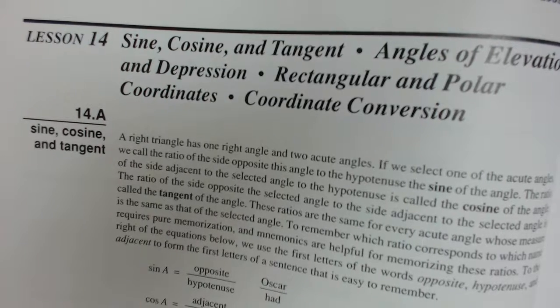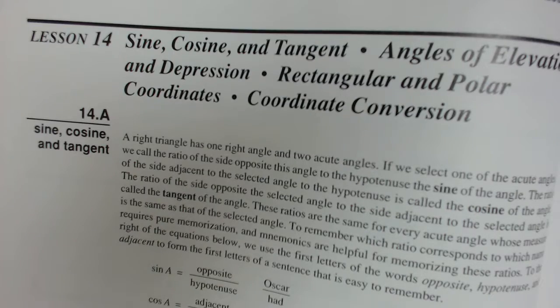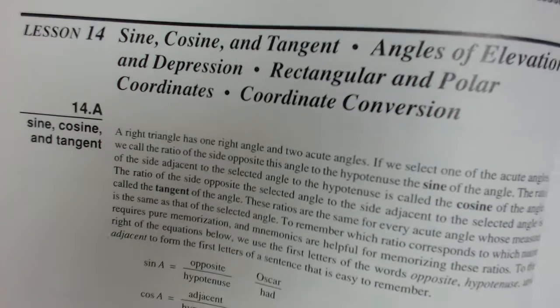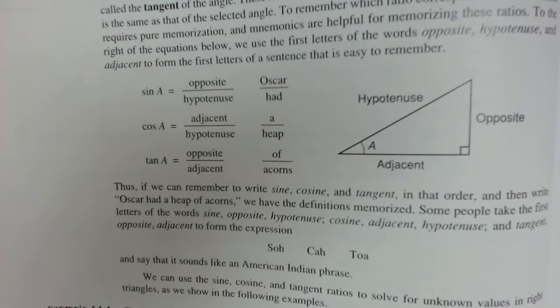Advanced Math, Lesson 14: Sine, Cosine, and Tangent, Angles of Elevation and Depression, Rectangular and Polar Coordinates, and Coordinate Conversion. First thing we need to know are our trig identities. These are the most basic ones.